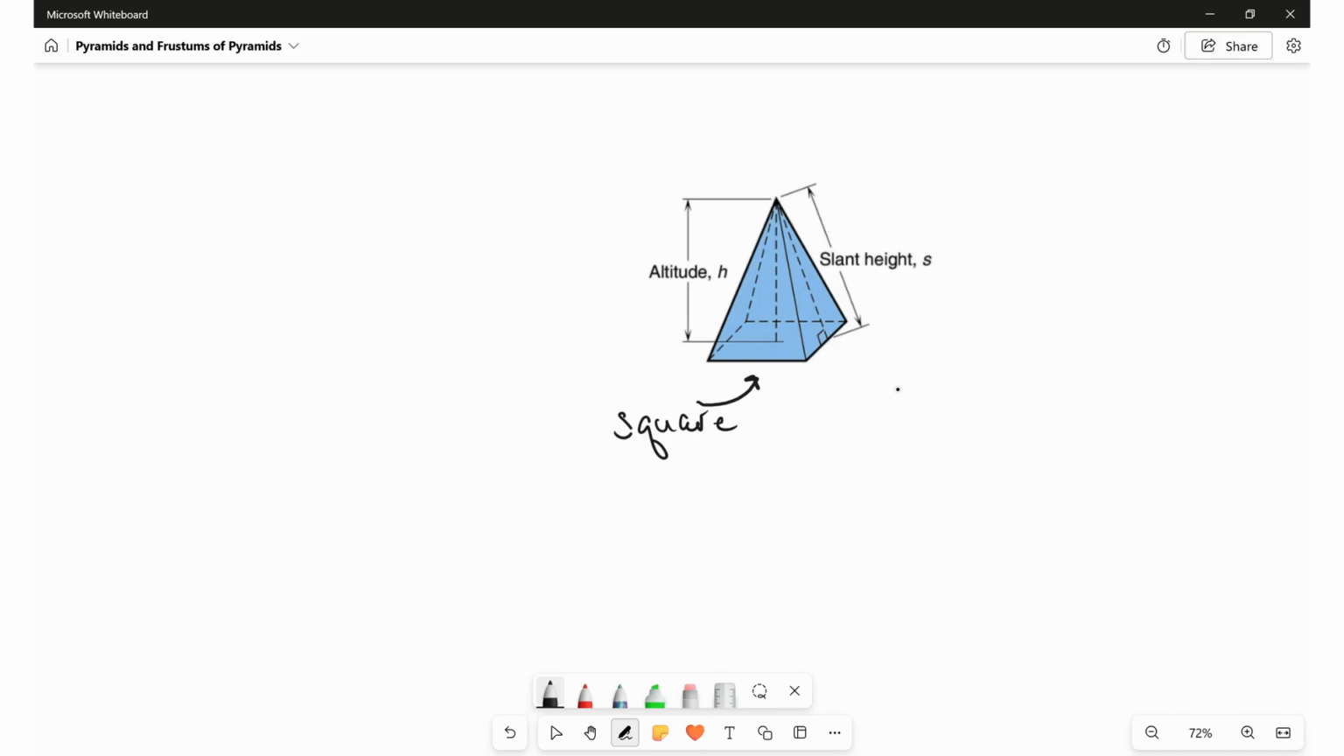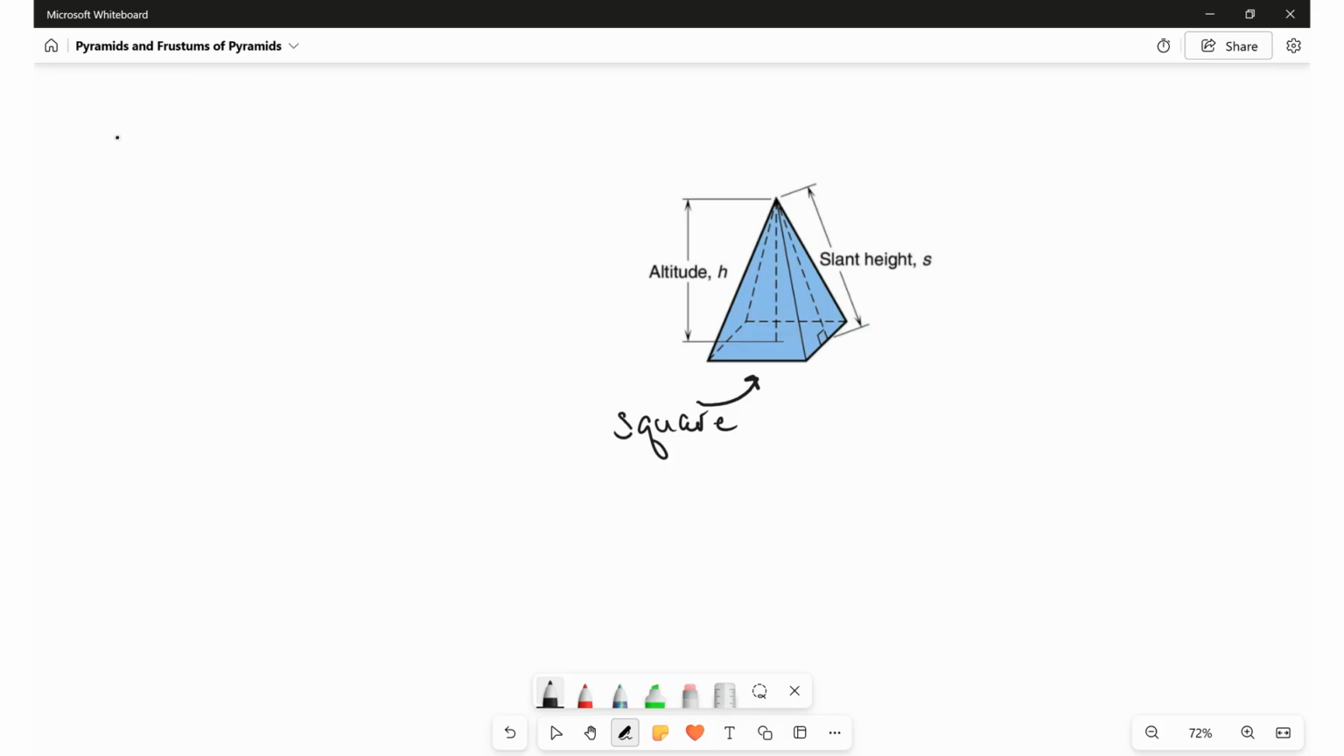And there are two different types of heights in a pyramid. There is the slant height, which is the height of the slanted face of the pyramid. And then there is the altitude height, which is the height from the very tip top of the pyramid all the way down to the base. And we use these two different heights in different ways.